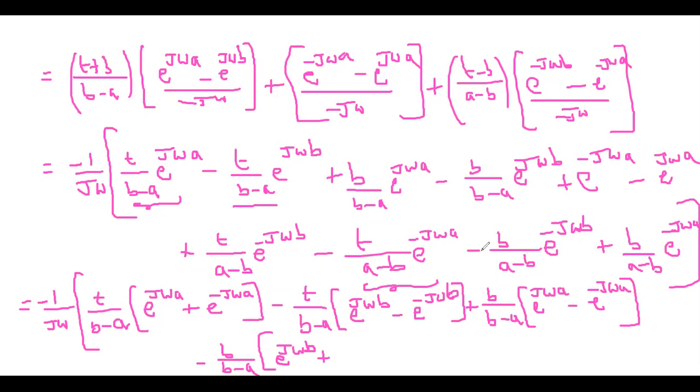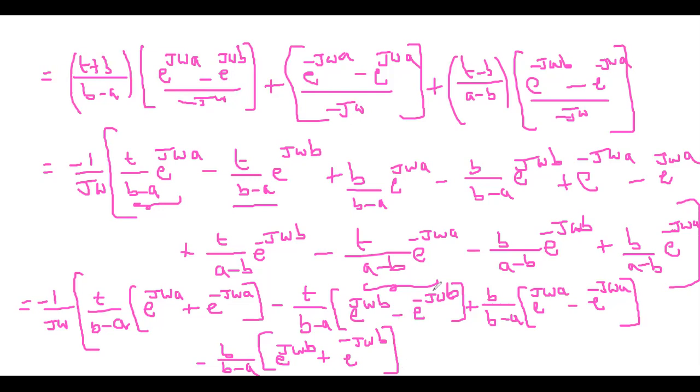B minus A, it is a plus. We already taken it is a e power minus j omega B. Okay, my dear friends. B by A minus B minus it is okay.